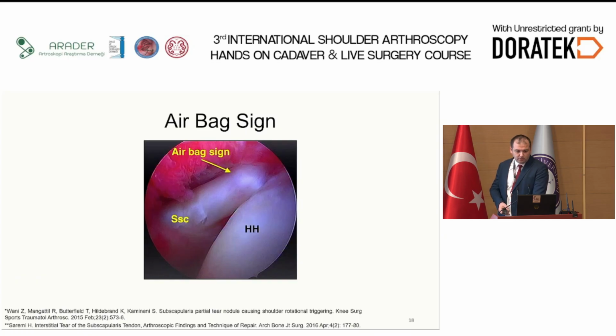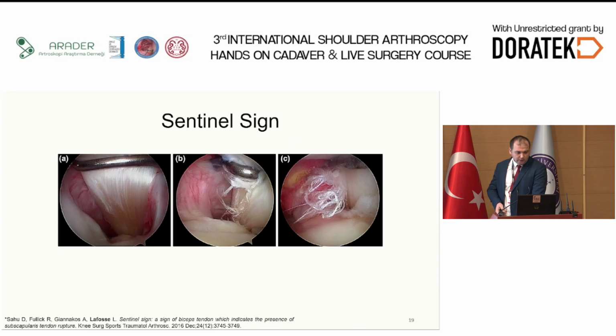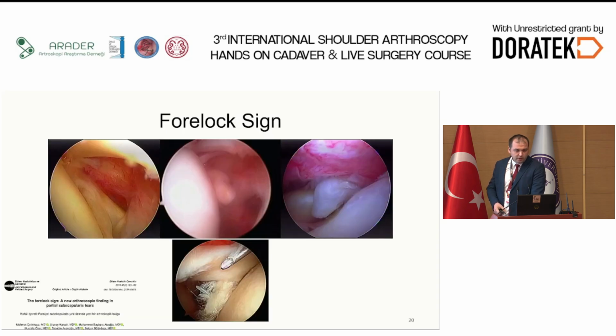Airbag sign is another one. It's the fibrosis that occurred with the healing of intratendinous tears. However, this is a very rare finding. Sentinel sign, defined by Lafosse, is degeneration and fraying of the anterior edge of the biceps tendon. We should think about a defect in the sling function of the subscapularis when we see this sign, and it shows chronic anterior biceps instability.